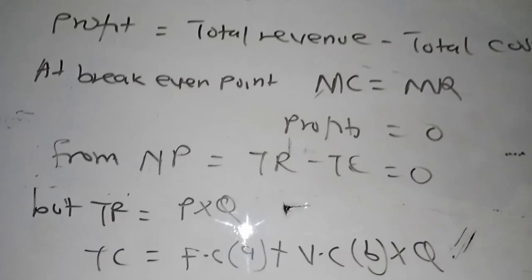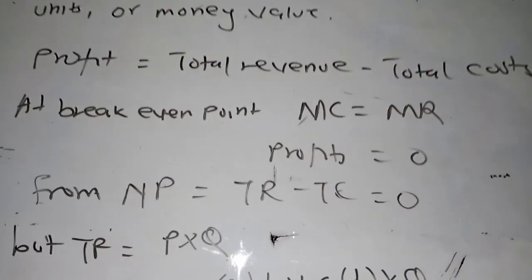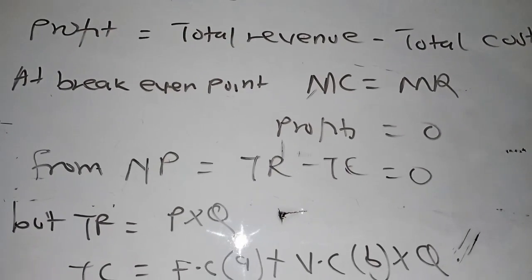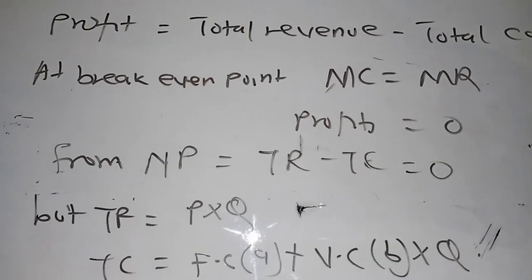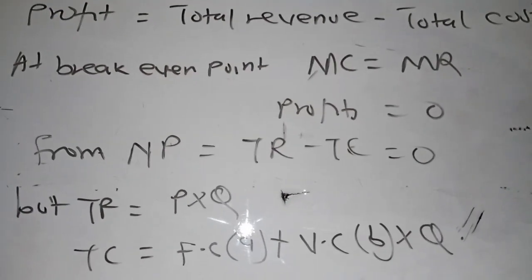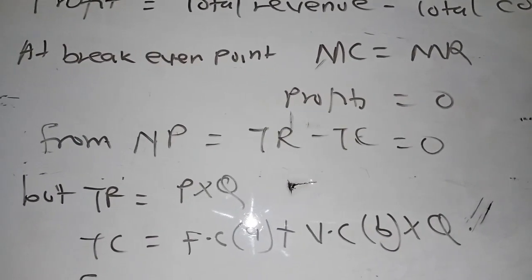So we all understand that at break-even point, marginal cost equals marginal revenue. At that point, we are not making any profit. That means our profit equals zero. Whatever we're earning, we're spending on the cost. That's why we say marginal cost equals marginal revenue. So from that, our net profit in that case is zero.